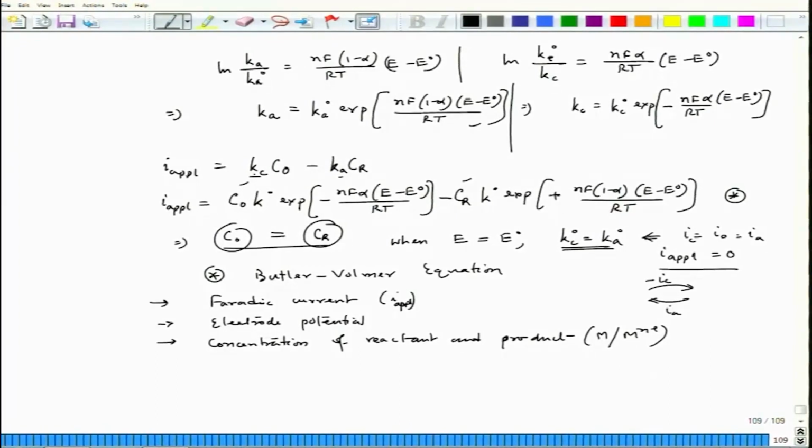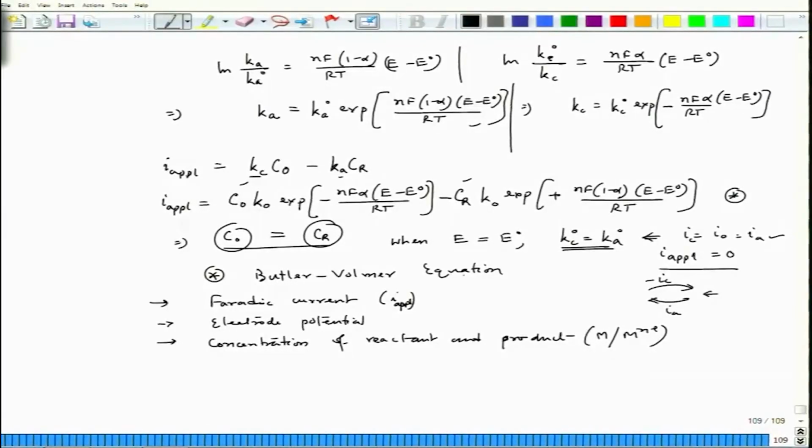So, we would look into that part little later, but for the time being, we see that this Butler-Volmer equation has a relation between Faraday current, electrode potential and concentration of reactant and product, and from this equation we can actually derive Nernst equation too. Now, before I conclude, when we have this particular relation, I can equate it K0 and then I can write K0 here also.